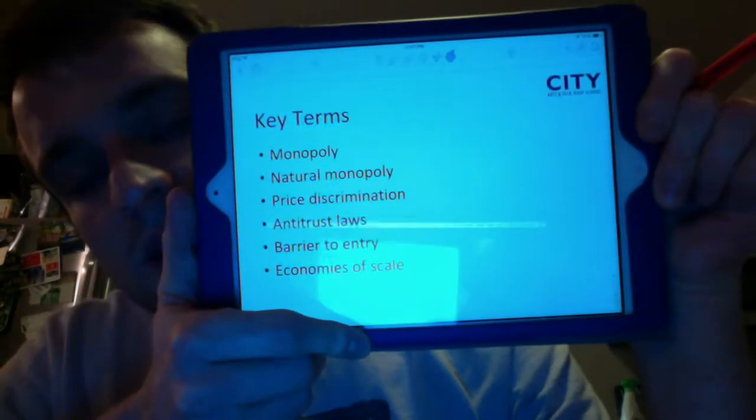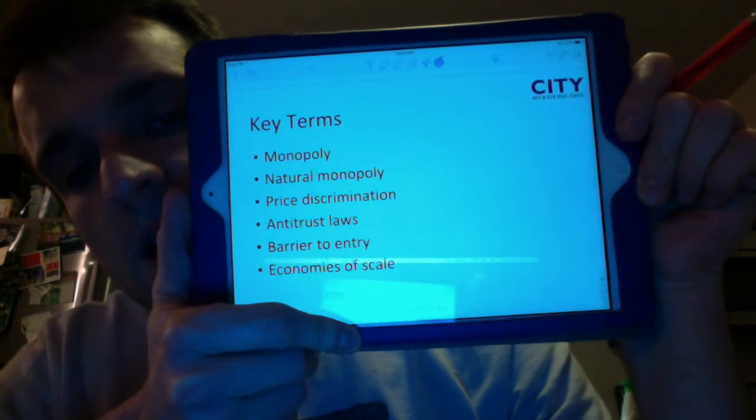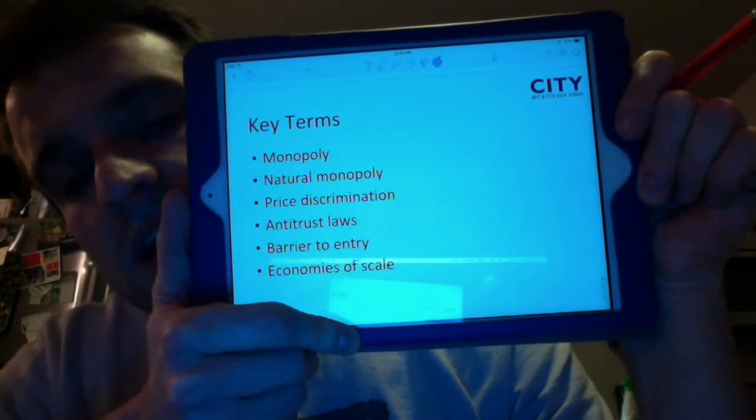And that is about it. So key terms, you want to know these. You want to know what a monopoly is, know what a natural monopoly is, know what price discrimination is, antitrust laws, barriers to entry, economies of scale, and with that, know what a diseconomy of scale is as well. And that is about everything for this unit.